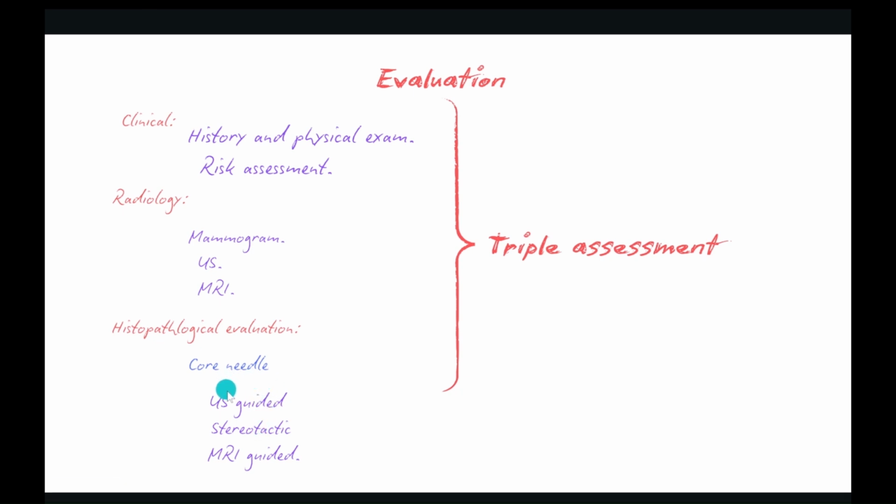The easiest way to do core needle biopsy is ultrasound guided. Of course, you can also do bedside core needle biopsy in big masses, but preferably ultrasound guided biopsy will give you more information and it will let you direct the needle to the area of interest.